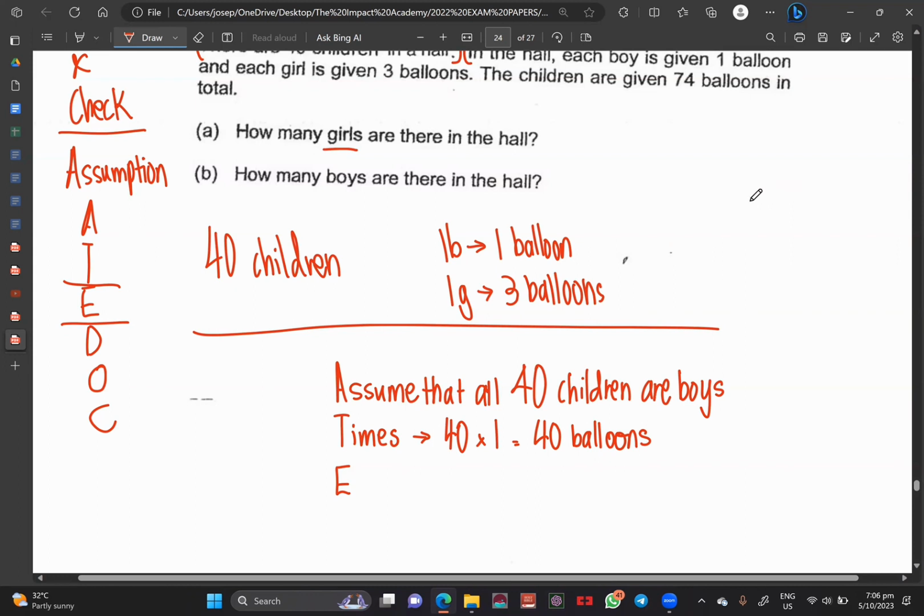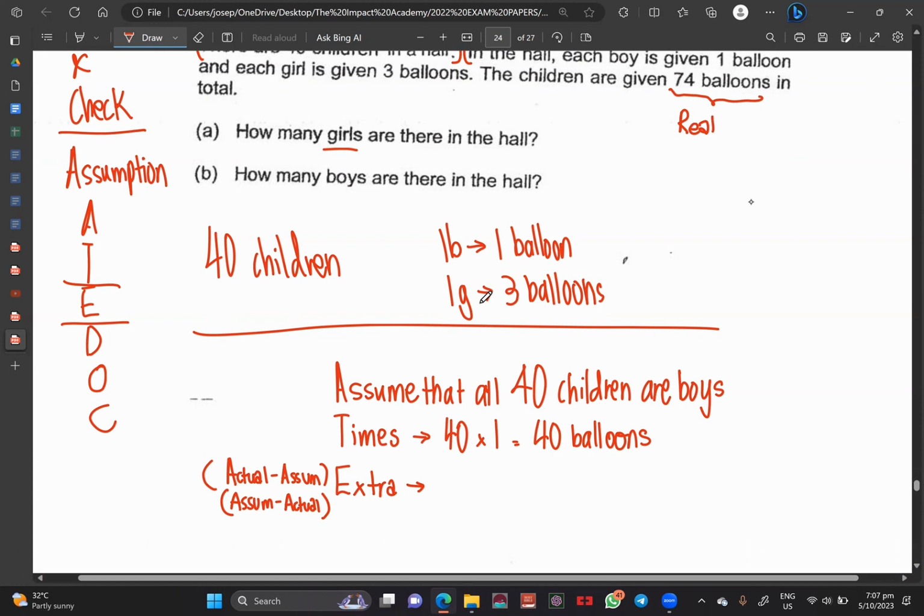Now, E stands for extra. Extra is basically you either use actual minus assume or assume minus actual, whichever is bigger. Because when I minus, I have to do big minus small, correct or not? Do you remember just now the question, right? The real number of balloons is actually equals to 74.